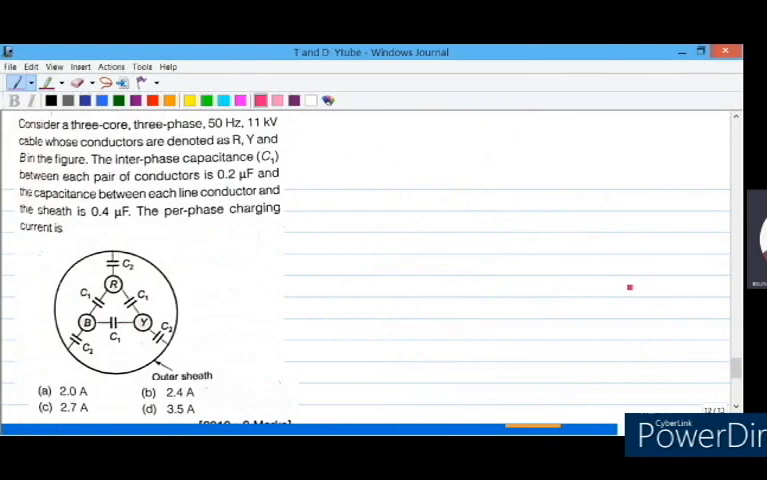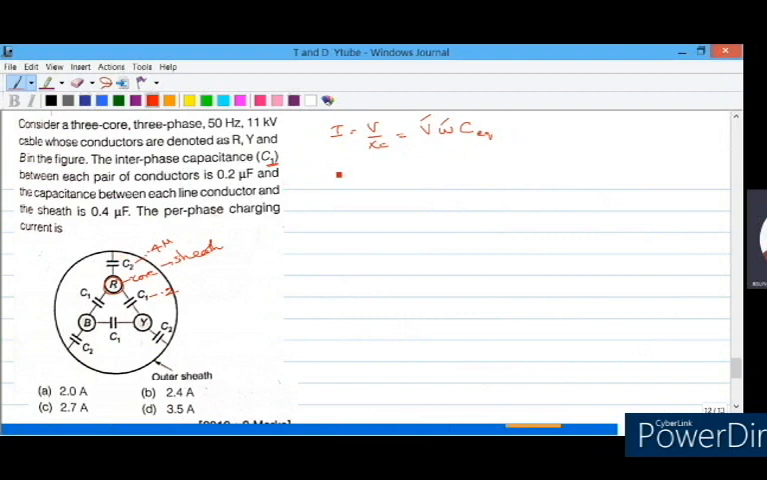The last problem. It is from cables. They have given a 3-core cable. So here it is R, Y and B. This is actually core and this is sheath. And they have given C1. C1 means between the cores it is 0.2 microfarad and between the core and sheath it is 0.4 microfarad. And they have asked the per phase charging current, which is I. So what is the I formula? It is again V by XC, which is V omega C. So V they have given, omega we know, we have to find the C equivalent. So how to find the C equivalent?